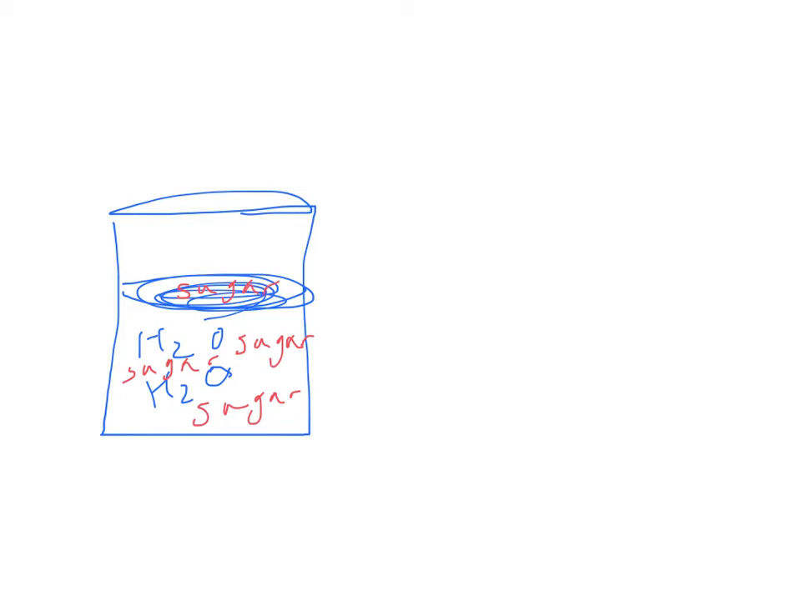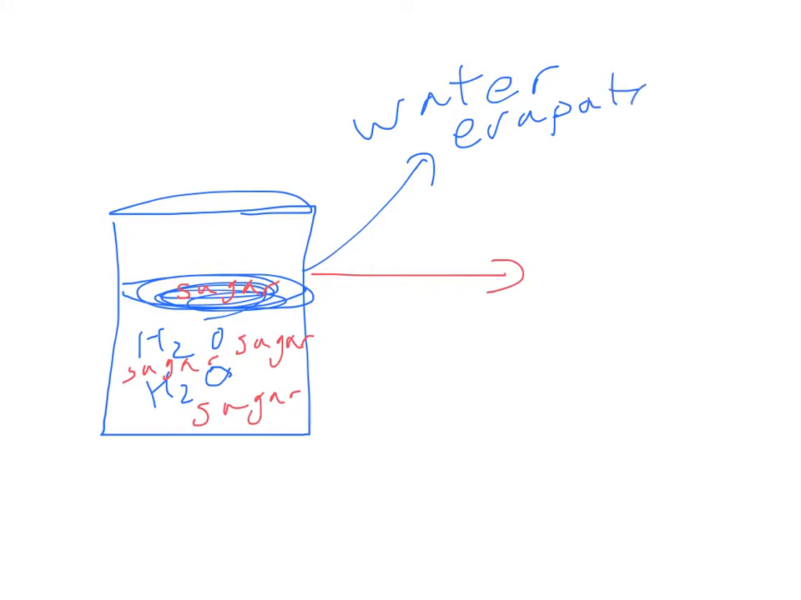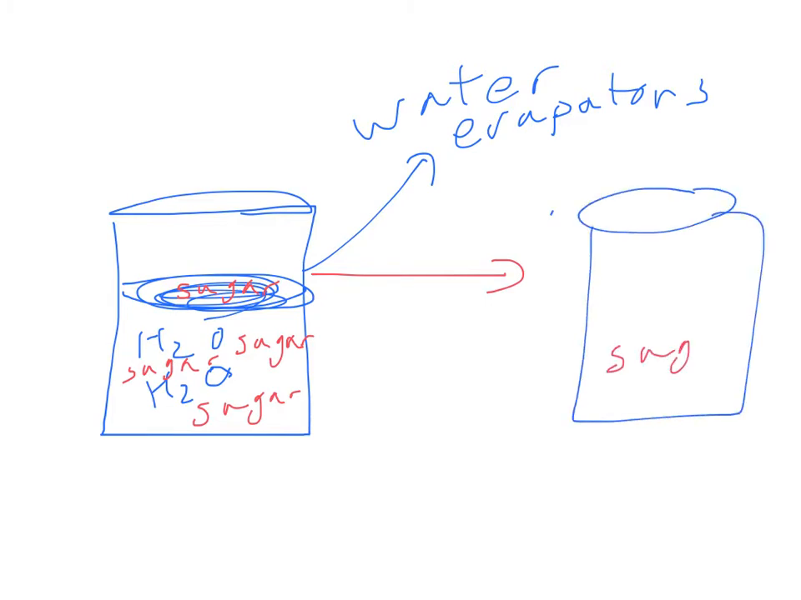How do you then separate that mixture of sugar and water? You leave it out overnight, and overnight what happens? The water evaporates. Right? And evaporation is a physical process because you have liquid water going to gaseous water, so it's a physical process, and you're left behind with just sugar.